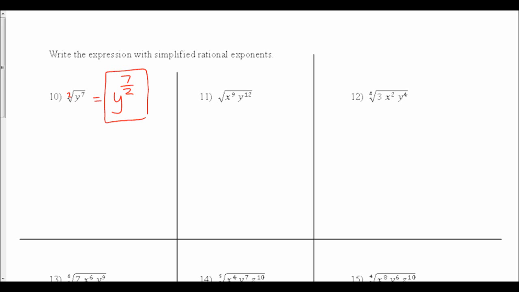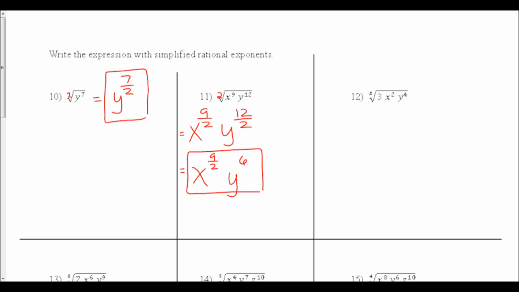In number 11, I again don't have an index, which means my index is 2. So I have x to the 9/2, y to the 12/2. I want to check and see, can I simplify any of those fractions? X to the 9/2 cannot be simplified, so I'll leave it as 9/2, but y to the 12/2 is the same as y to the 6th.